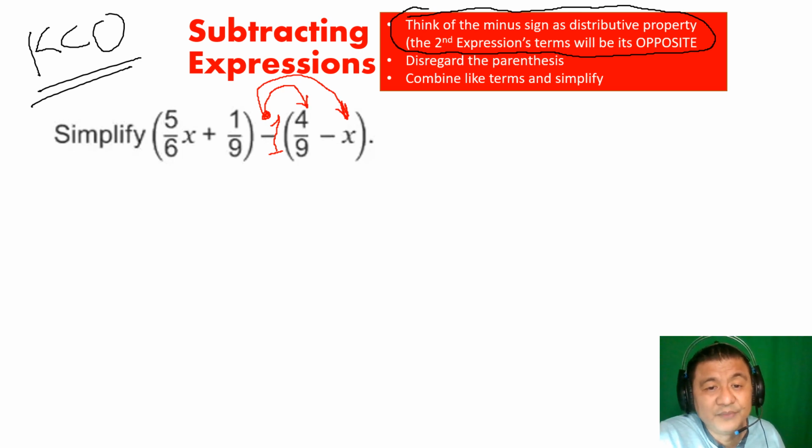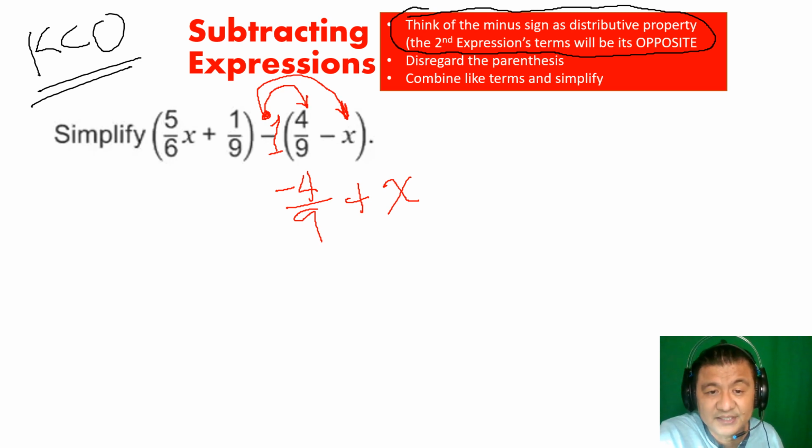So let's do that. Negative 1 times 4/9 is a negative 4/9. Multiplying by a negative actually makes it the opposite. So negative times negative is a positive x. See that? It's like changing the sign to its opposite. 4/9 became a negative 4/9 and minus x becomes a plus x. That's the most important thing you would do. Then after doing that, you can go back, disregard the parentheses, and combine like terms.